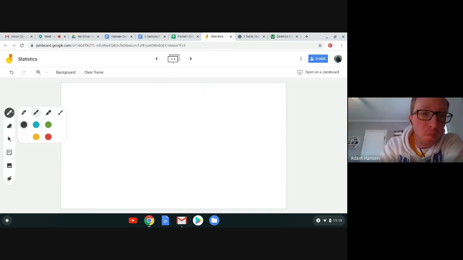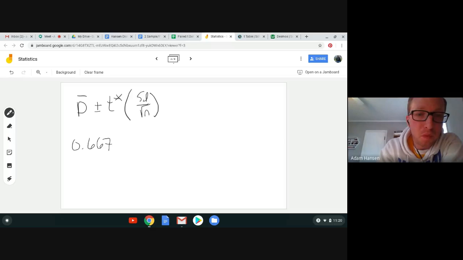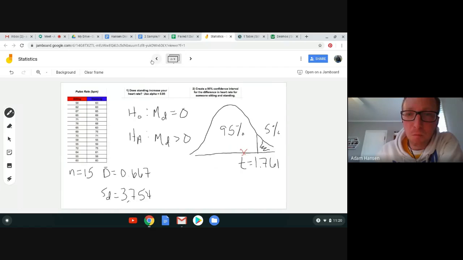Confidence interval is d bar plus or minus t-score times the standard error, s sub d over the square root of n. D bar was 0.667 plus or minus some t-score. So what t-score do we need? We're doing, I think, a 95% confidence interval. Yep.